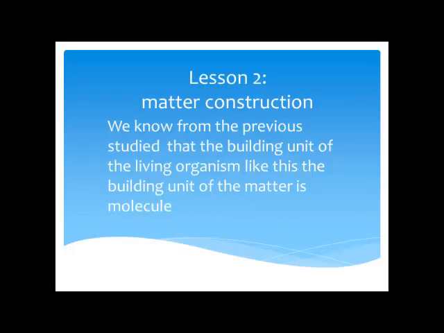Today, we will talk about lesson 2 in unit 1, matter construction. What is meant by matter construction? We know from the previous lessons that the building unit of living organisms is the cell. Like this in matter, the building unit of the matter is the molecule.